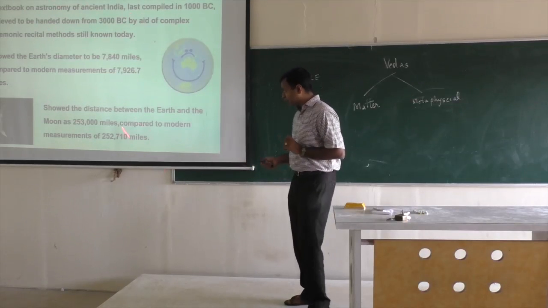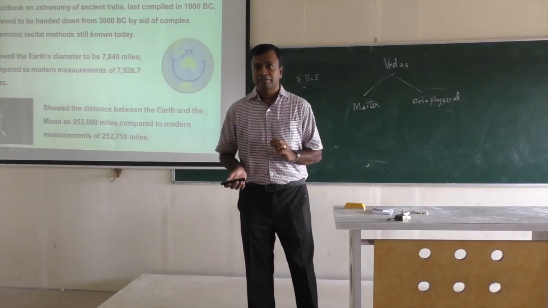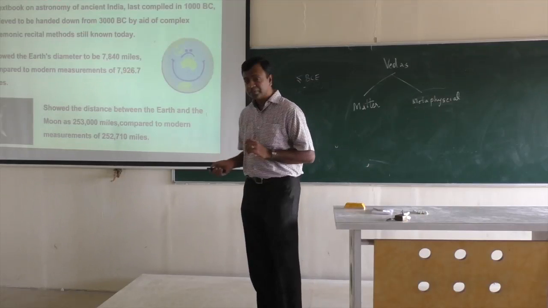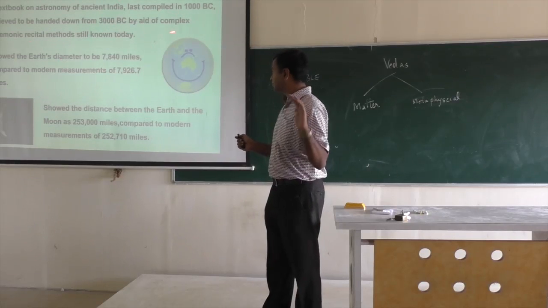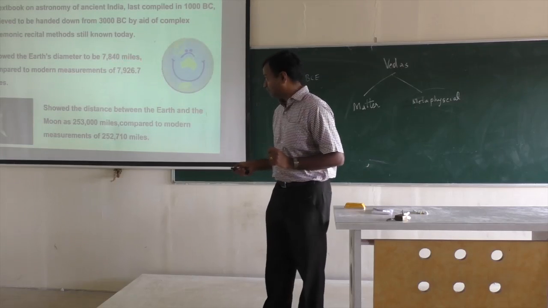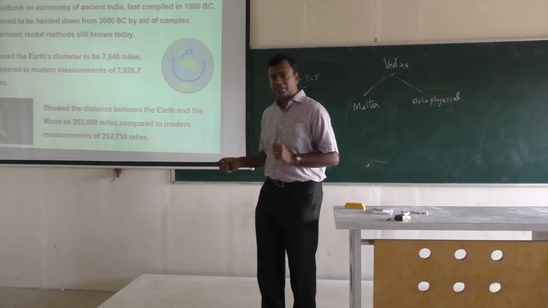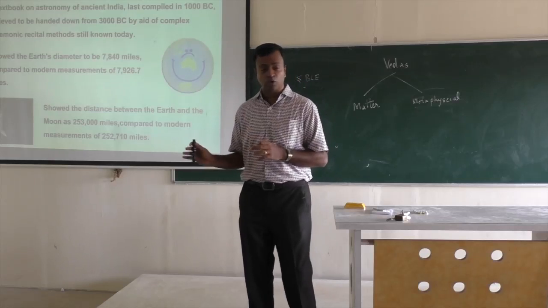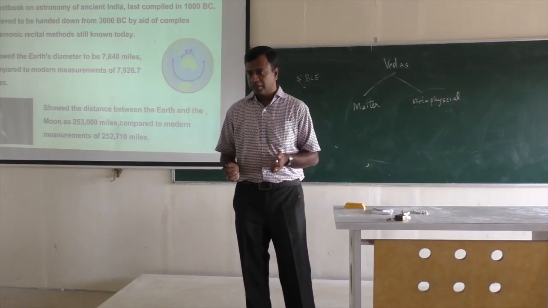Now I'll just go into astronomy, because this is again a very important section of knowledge which was always covered in the Vedic. Like for example, there is a very famous book called Surya Siddhanta. It's a textbook of astronomy of ancient India, last compiled in 1000 BC, and it's very, very old. This shows the Earth's diameter to be 7,840 miles, remember, compared to the modern measurement of 7926.7 miles. So it's extremely close to what the modern understanding is of the size of the Earth.